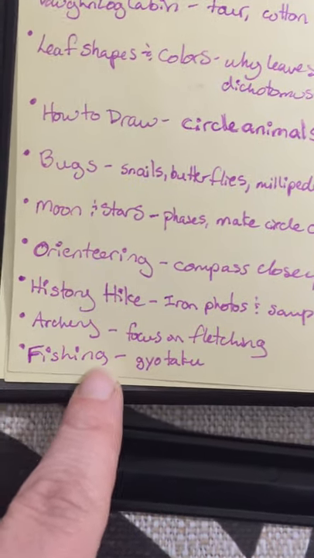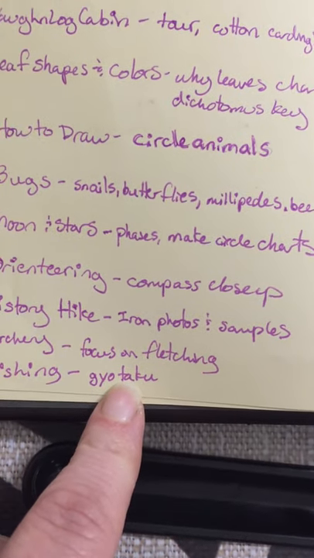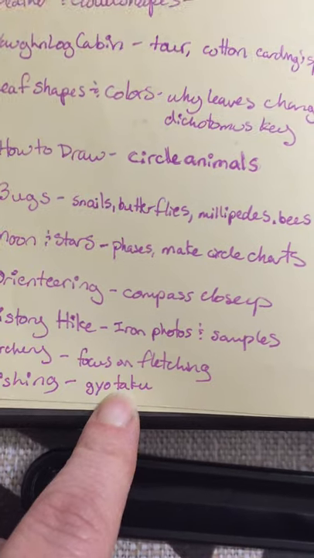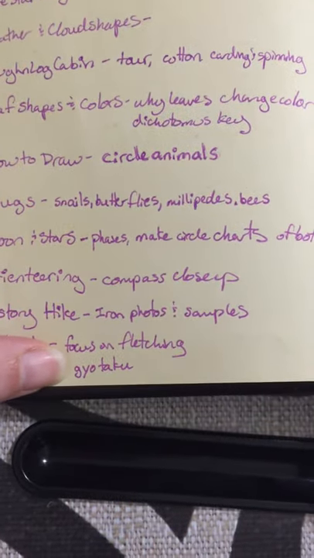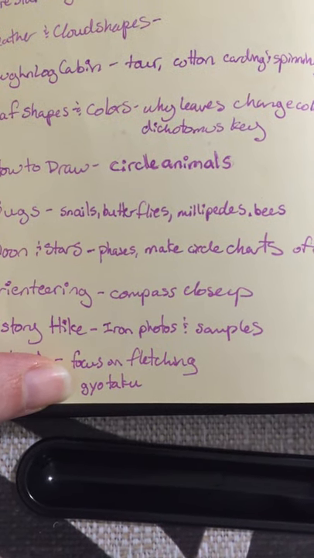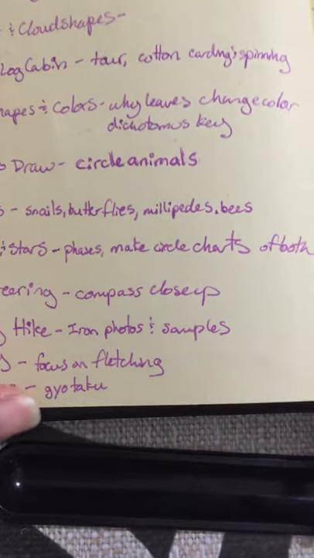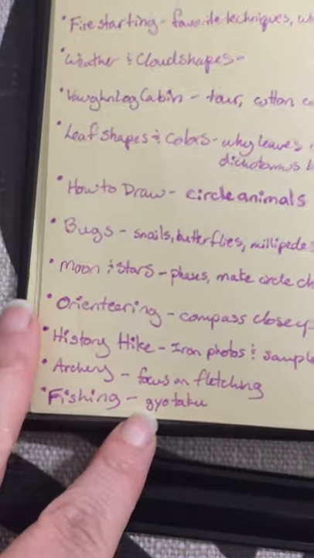And last, we have fishing and gyotaku, which is a style of Japanese art where they would make printings of different fish they caught that were unusual in size or shape or type before they had photography. They would use this gyotaku as a way to record unusual things they caught.